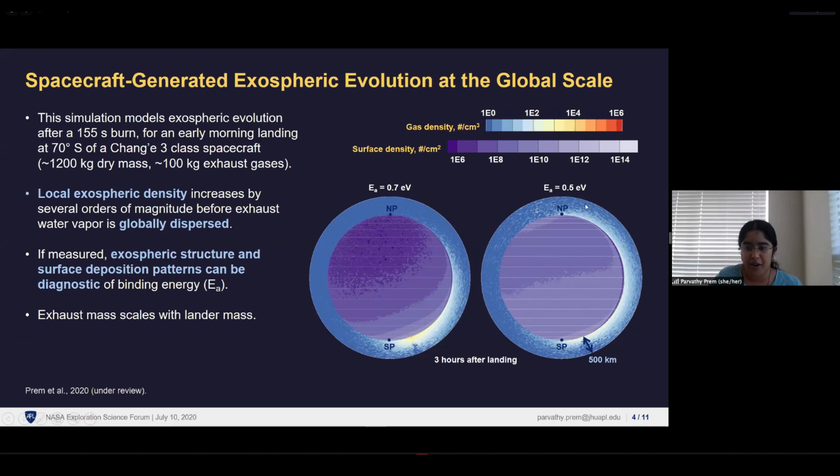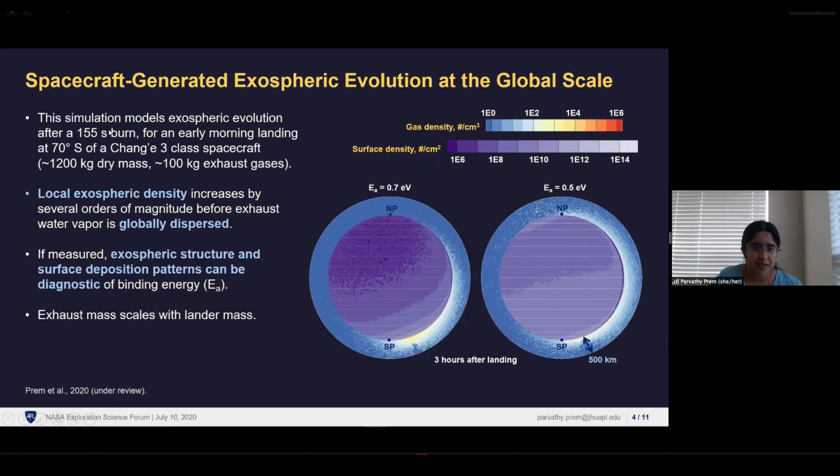The two snapshots here are taken at 3 hours after a nominal landing scenario. In purple, you're looking down at the lunar night side, where water molecules that were released during the descent burn have temporarily absorbed. Purple indicates the coverage density. And the halos that you see around the moon show the gas density, so the exospheric density of water molecules in a 500 kilometer high slice through the plane of spacecraft descent. So this is 3 hours after landing, and you can see at this point, the water vapor that was released is already well on its way to being globally dispersed.